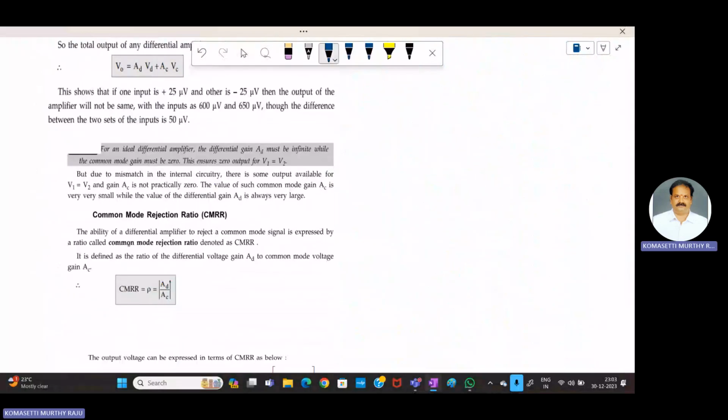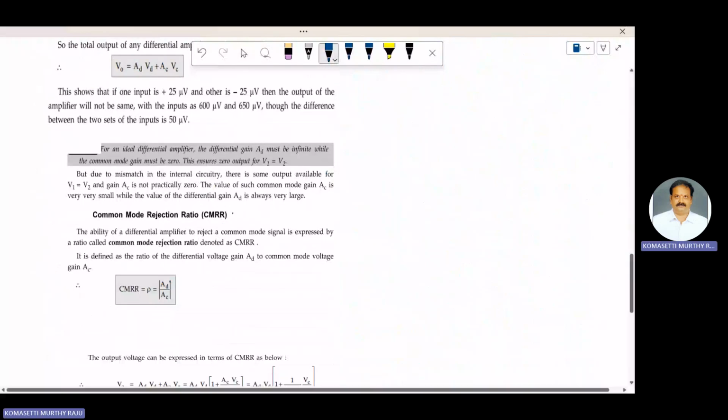Common mode rejection ratio. The ability of a differential amplifier to reject a common mode signal is expressed by a ratio called the common mode rejection ratio, denoted as CMRR. It is defined as the ratio of the differential voltage gain to the common mode voltage gain. Rho is equal to AD by AC.